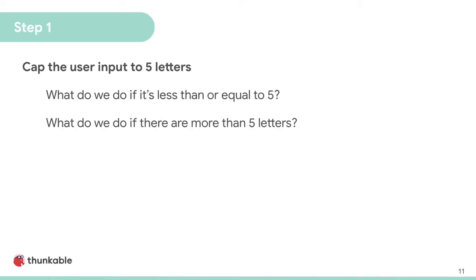So the first thing we want to do is cap this user input to 5 letters, and we've got to ask ourselves just 2 questions here. What do we do if it's less than or equal to 5 letters in length? And what do we do if there are more than 5 letters? So hopefully that should call to mind this kind of if, then, do, else. If this, do something, otherwise, else, do something alternative.